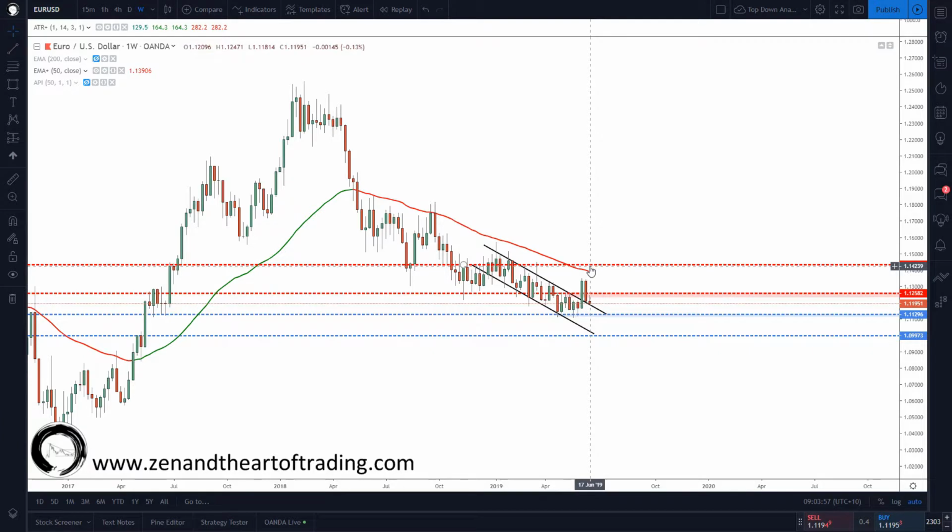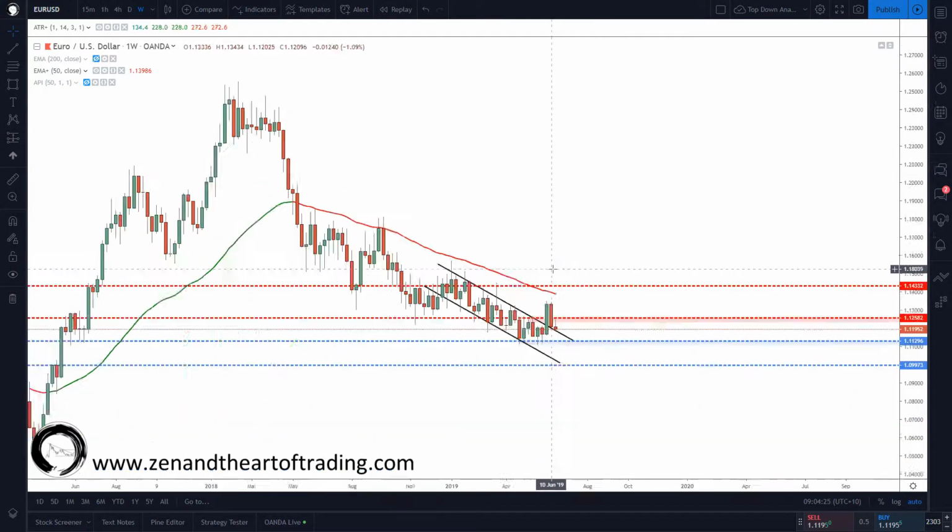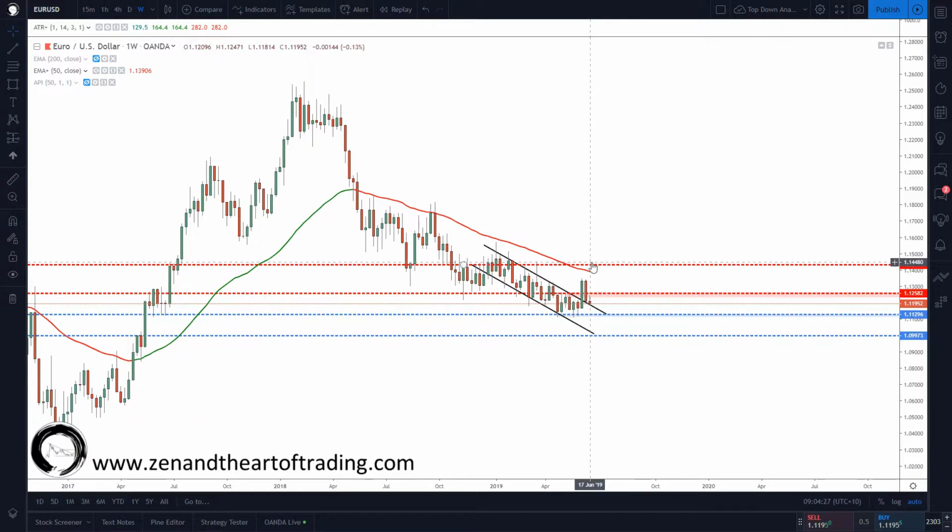I think it's very possible that we could come up and test this 50-week moving average. We could see price come all the way up into 114 or even a little higher. I wouldn't expect it to get higher than 115 over the next few months because the trend is still bearish, and there's a lot of doubt and uncertainty surrounding the euro situation with Brexit and all that stuff going on. So until that's resolved, I just don't see a lot of strength coming into this market.